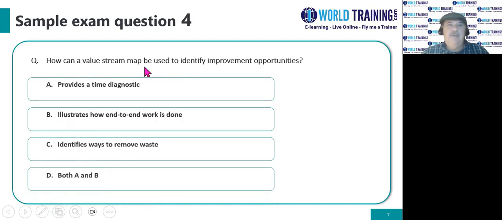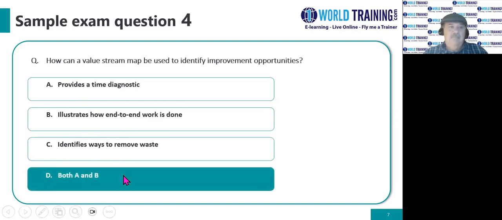Question 4, how can a value stream map be used to identify improvement opportunities? So certainly a value stream map does help, because you're putting down in a diagram the time sequence of the value stream, it can indeed help identify opportunities where you're spending too much time or a lot of time that you might want to improve. Illustrating how end-to-end work is done, that's certainly true. It does do that, and by seeing that in a value stream, you may identify improvements, identify ways to remove waste. Yeah, it's possible that could also be true. And then finally, A and B. Since they didn't provide an option of A, B, and C, I think the best answer is probably A and B. So let's see. Yep, that's what they're looking for.